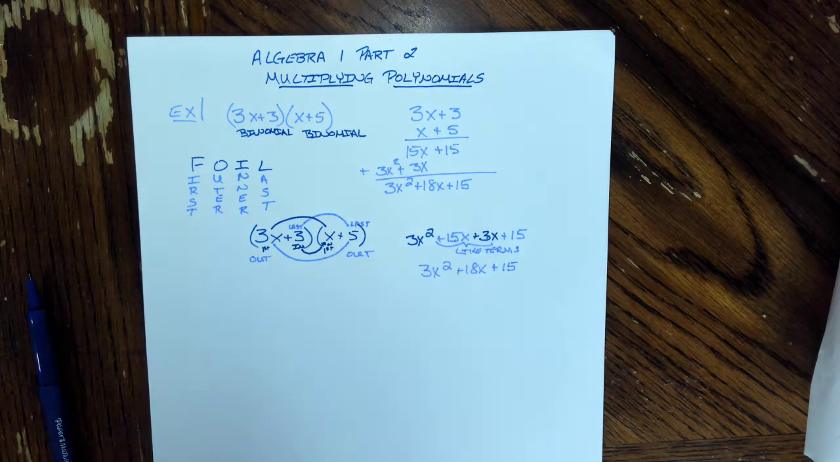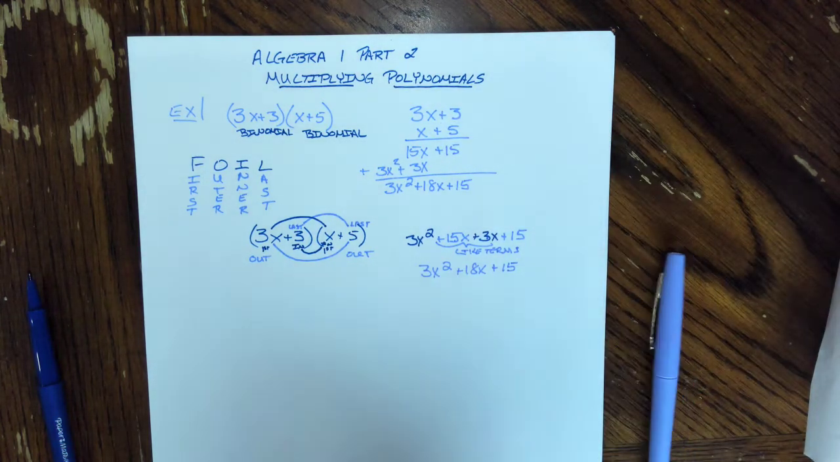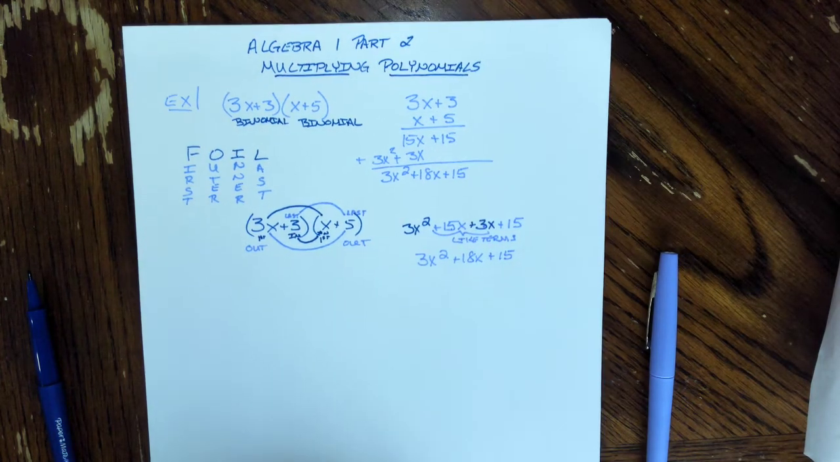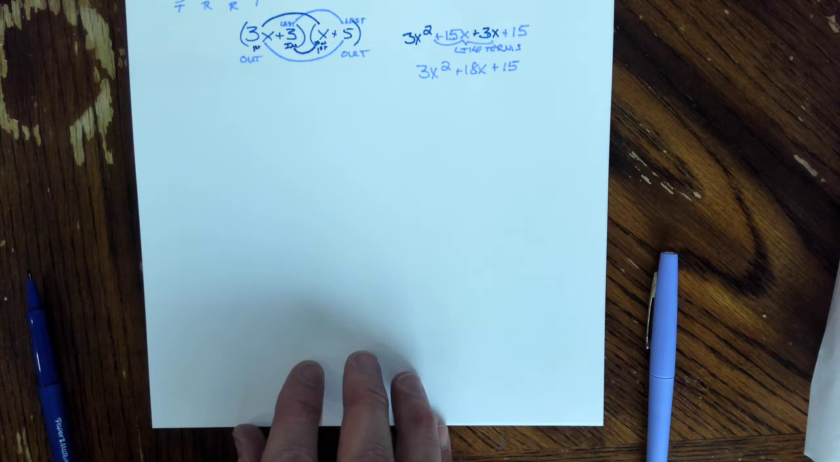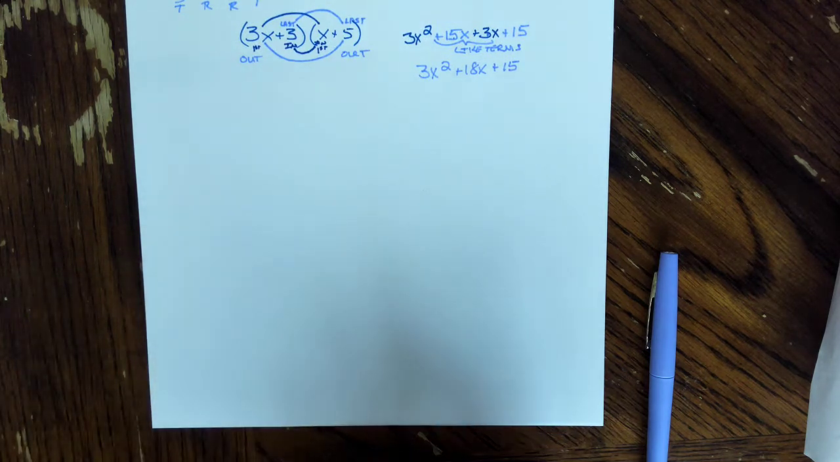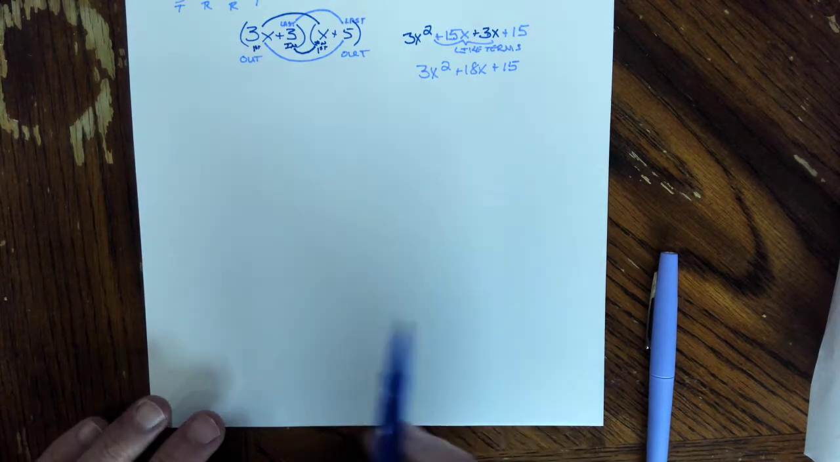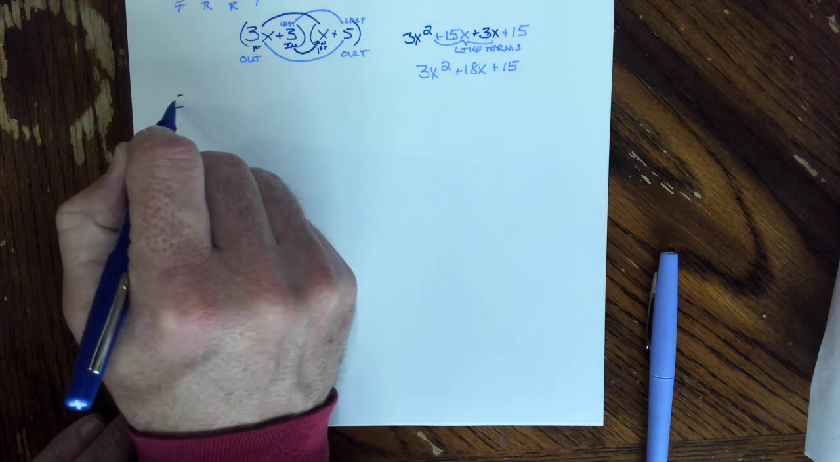Not going to be a big stickler. If you want to set these up vertically and do them, do that and show your work, please. A lot of people go to the FOIL method because it saves some space on your paper.